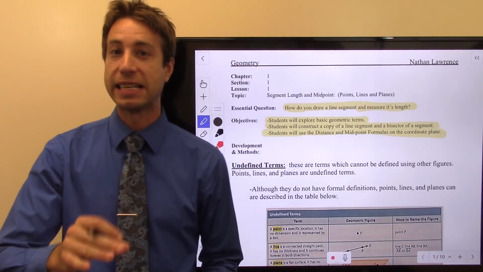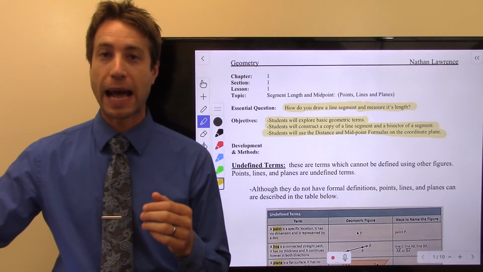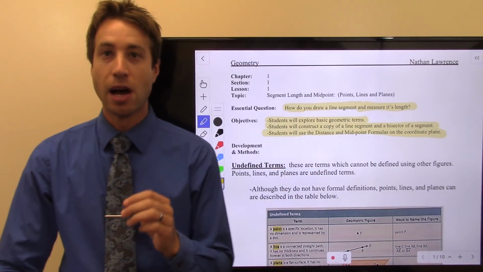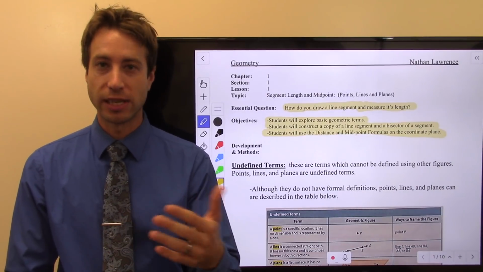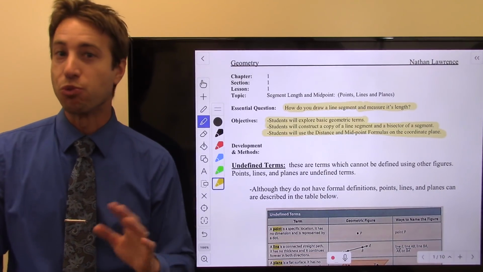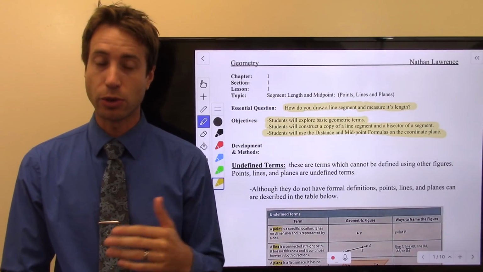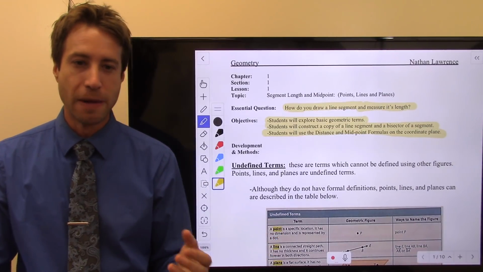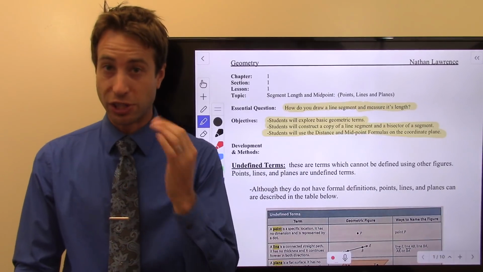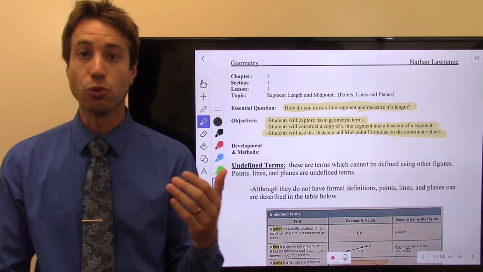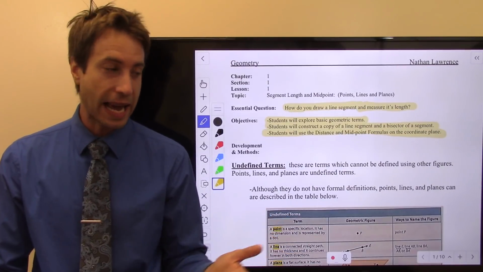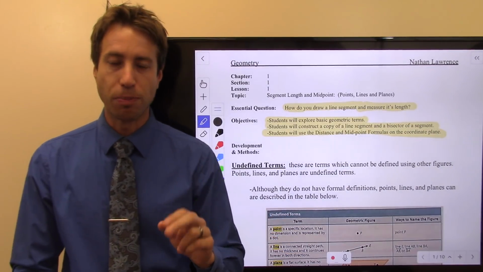Okay, so let's jump right into this. The first thing that we're going to look at is some geometric terms. Consider this. If you're learning any foreign language, any language that is not your native language, it really involves two components. You need to not only be able to speak the language, but you also need to be able to read and write the language. There's kind of two parts to it.